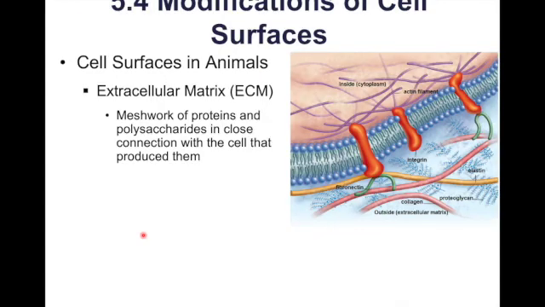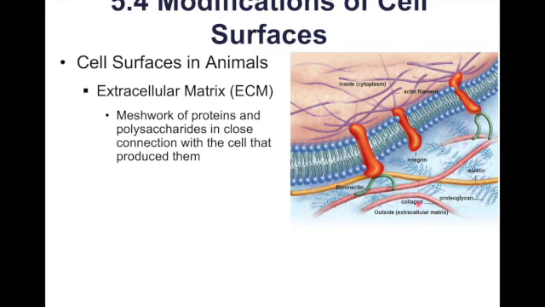And so lastly, we're going to talk about what are the things you can do to the cell surfaces. So starting with animal cells first, they have what's called an extracellular matrix. So we abbreviate that ECM. And so this is just a meshwork of proteins and carbohydrates, polysaccharides, that are associated with the outside of the membrane and can do lots of different jobs.